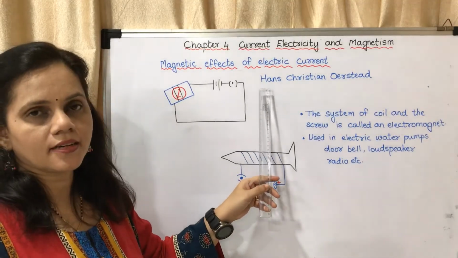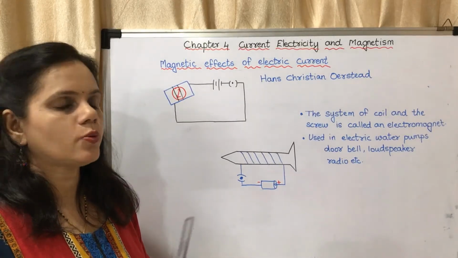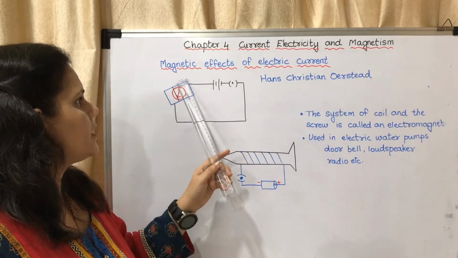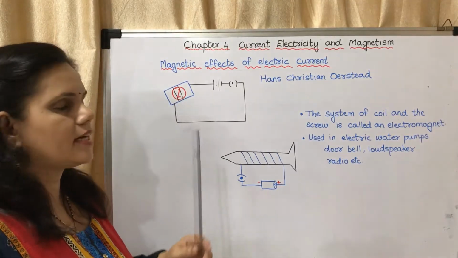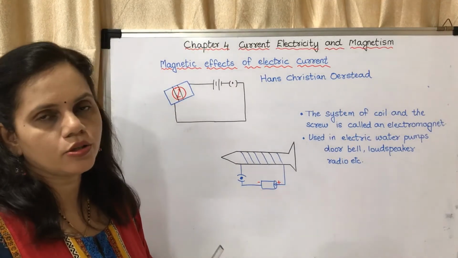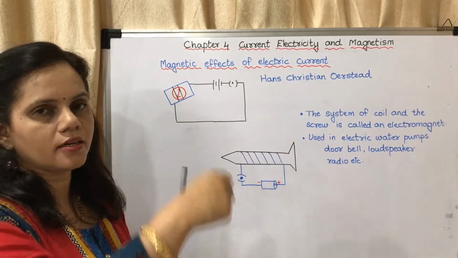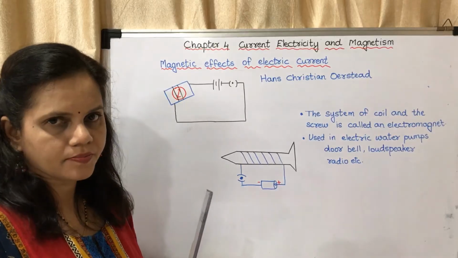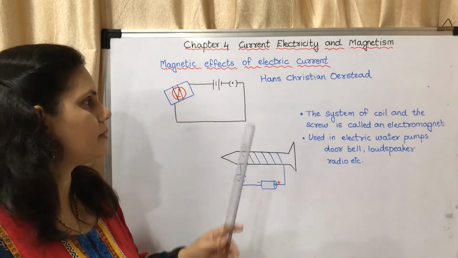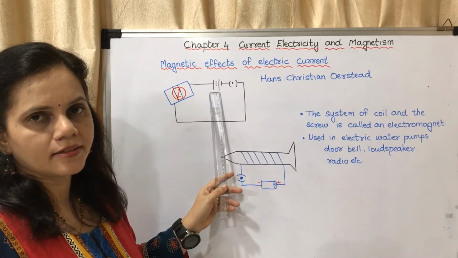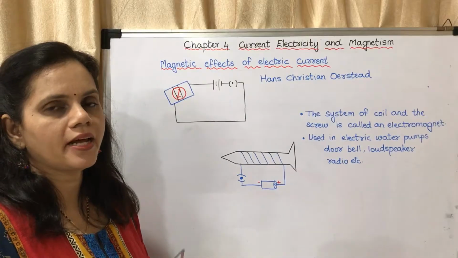This was discovered by Hans Christian Ørsted. This was the experiment done. He had taken a small box. In that small box he had kept a magnetic needle. You know about a magnetic needle. And he had wound the box with wire and connected it to a circuit. Connected it to a circuit means he had connected it to a battery or a cell, and this is the key, the switch. Okay, the plug key.